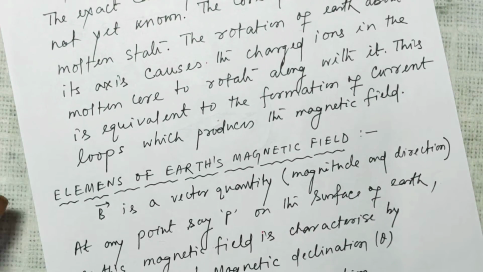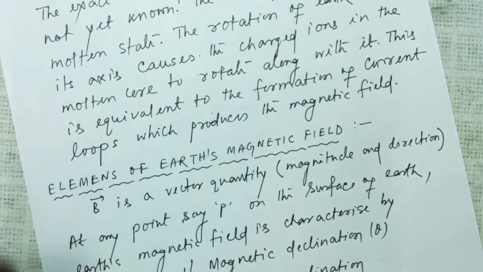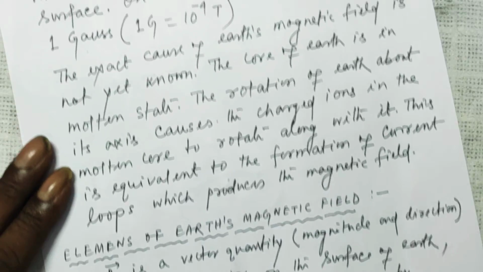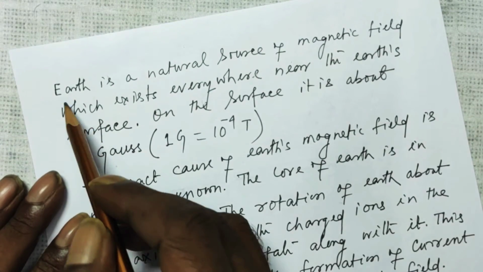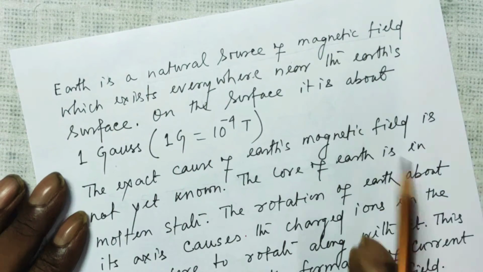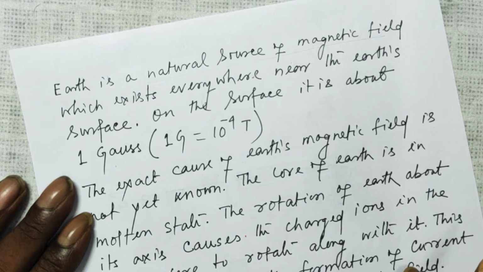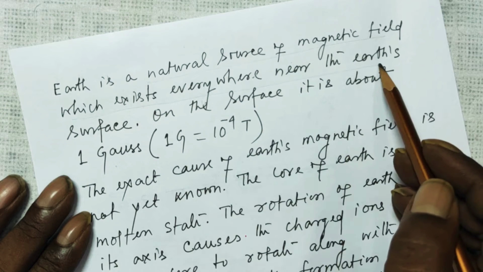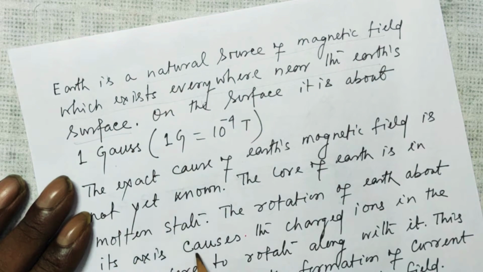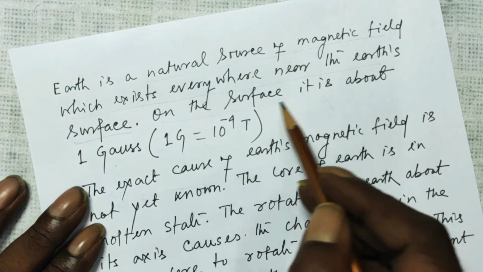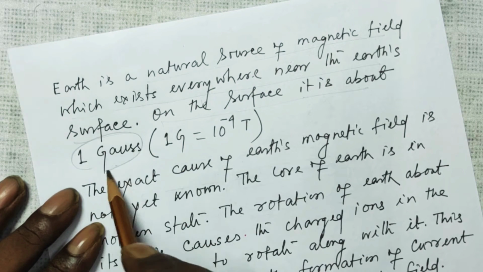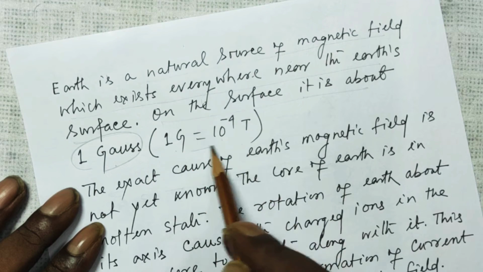Why is the Earth a natural source of magnet? I will explain. Which exists everywhere near the Earth's surface. And on the surface, the value of the magnetic field is about 1 Gauss, that is 10 to the power minus 4 Tesla.